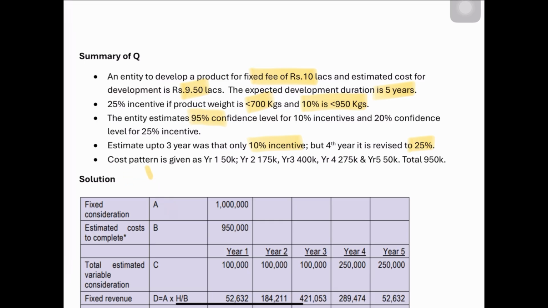They have also given the cost pattern. Year 1 they will incur 50,000, year 2 175,000, year 3 400,000, year 4 275,000, and year 5 50,000. This is how the total cost of 950,000 is allocated.